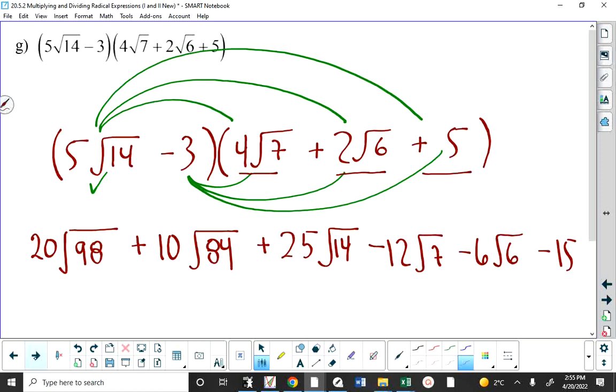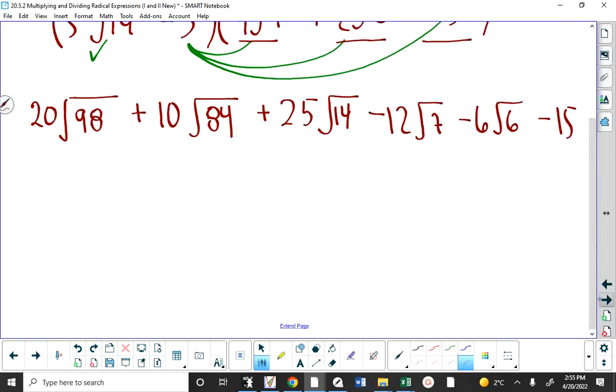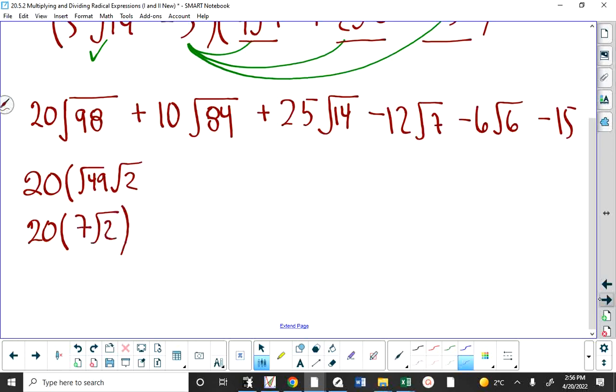Am I done here? I can simplify root 98. Root 98 is root 49 root 2, which is 7 root 2. I'm going to ask this question, even though we've only been working on this for a couple of days. How many of you go from root 98 directly to 7 root 2 now? Okay, as long as you're confident and you don't make mistakes, then that's fine.